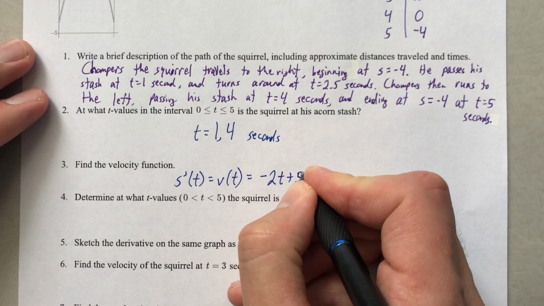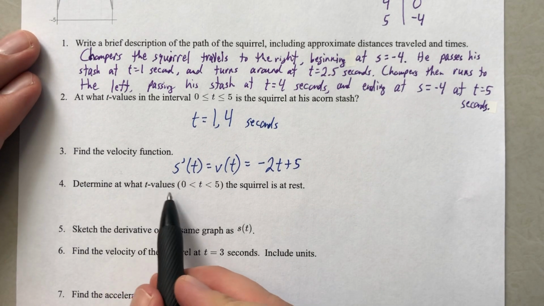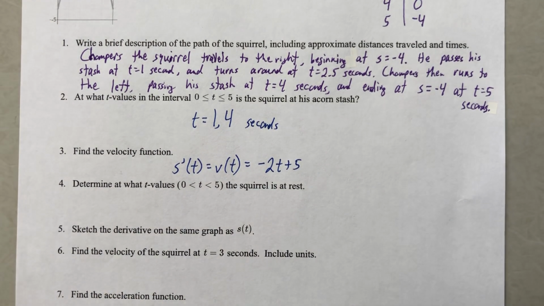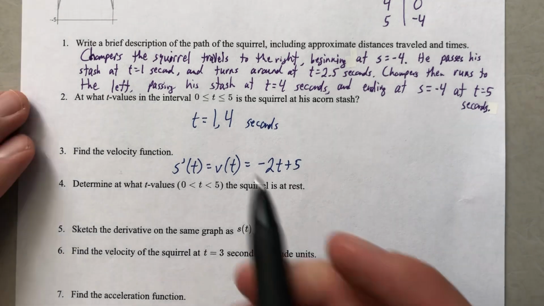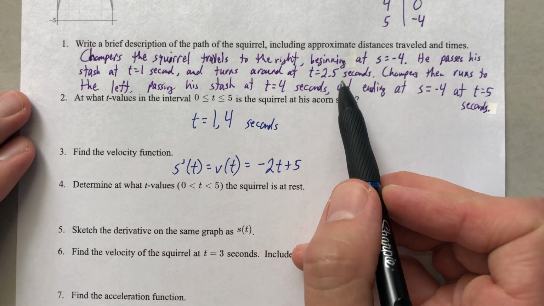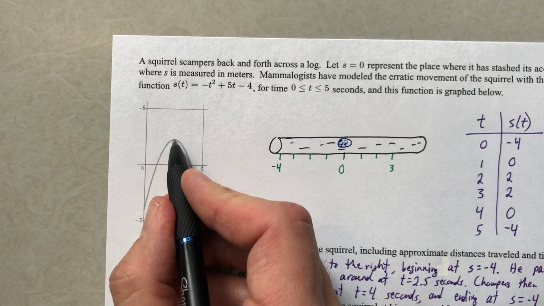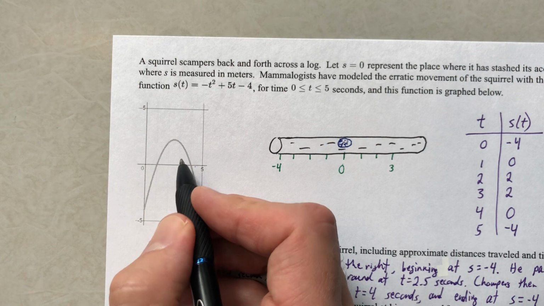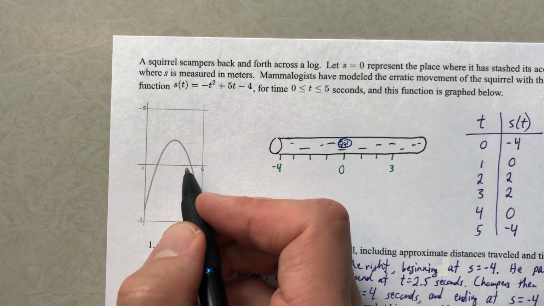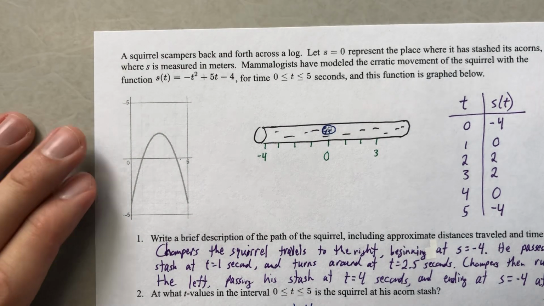-2t + 5. Okay, determine at what t values the squirrel is at rest, which we actually figured out. We said the squirrel turns around at t equals 2.5 seconds, and we saw that here. But it is at that point that the squirrel is at rest. So Chompers turns around here. Chompers' velocity is 0.